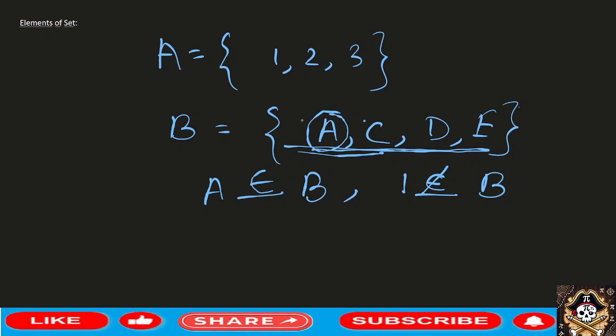Therefore, you can easily understand what is the element of the set. If you can find a particular element in that set, then we write that the element belongs to the set. If we cannot find an element in the set, then we write that the element doesn't belong to that set. That was the concept on elements. Now we'll move further to the various forms of representing a set.